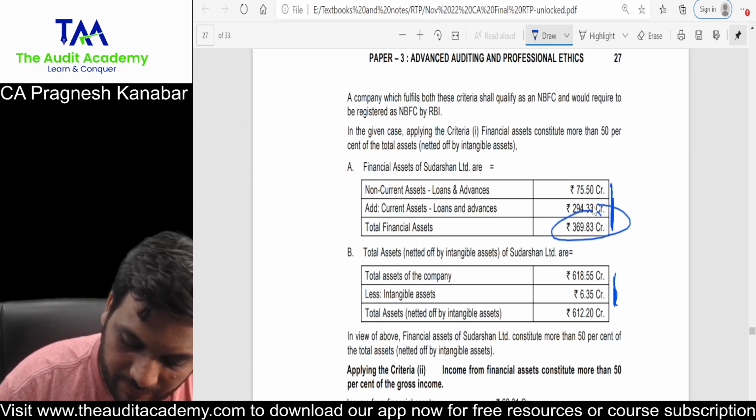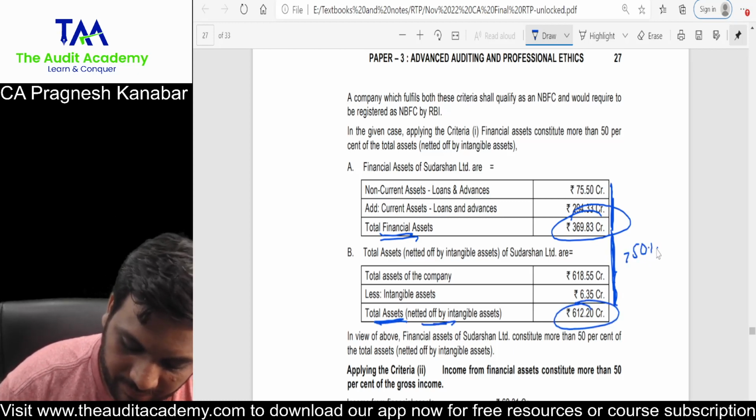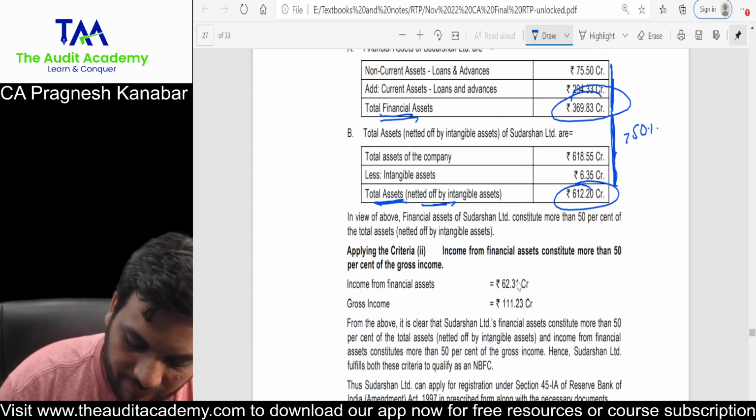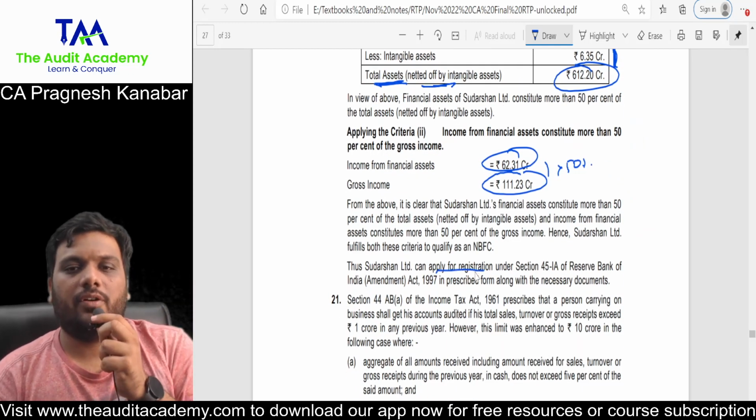So as you can see, total financial assets against total assets netted off by intangible assets is more than 50%. And income from financial assets is more than 50% of the gross income. So the 50-50 rule over here is satisfied, and that is why they need to apply for registration.